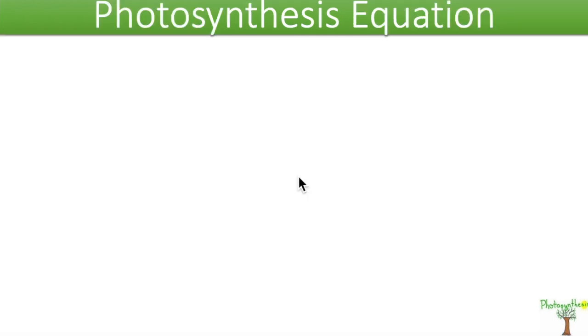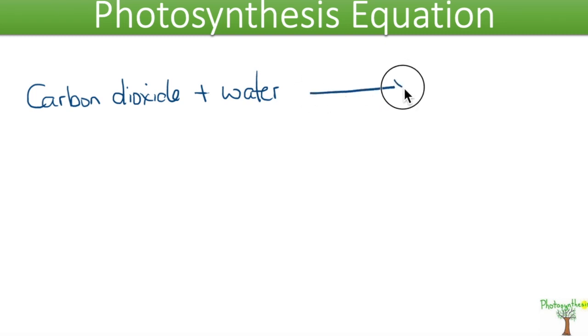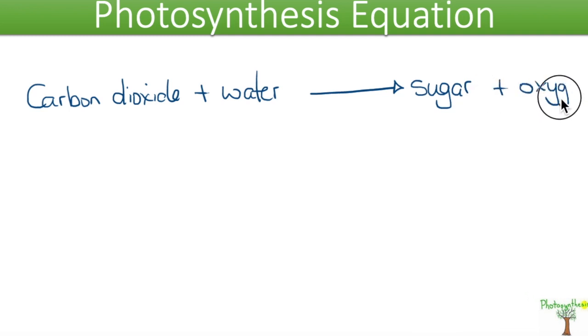So now I want us to take a quick look at the equation for photosynthesis. So we start off with carbon dioxide, and we react it with water and it turns into sugar and oxygen. Okay, now if we're being precise, we'd actually say it's glucose. The sugar it turns into is actually glucose.